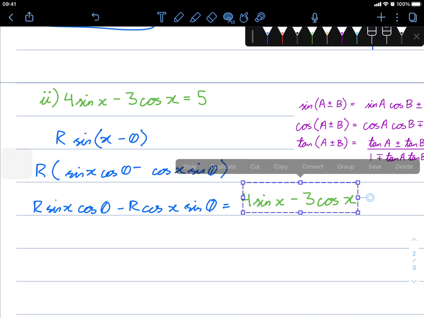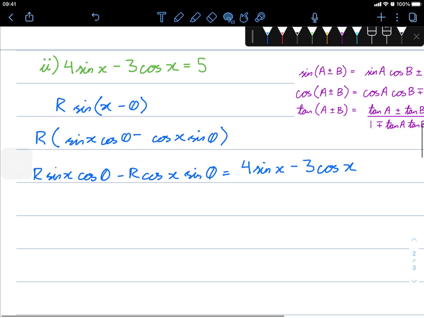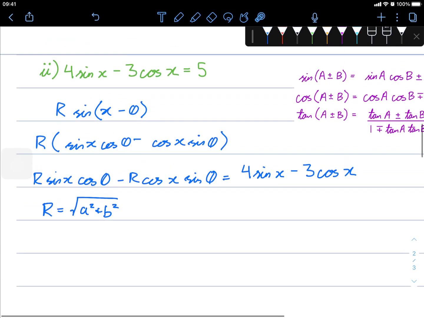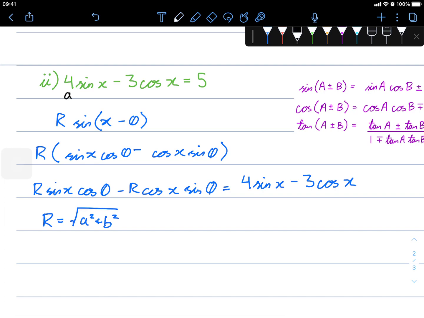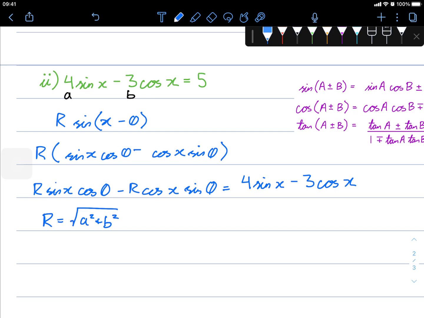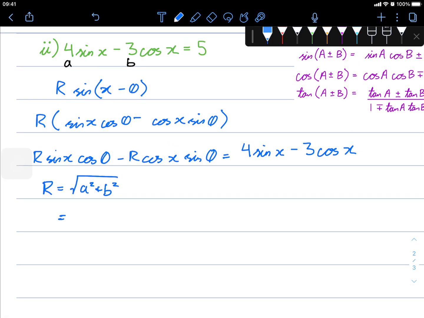Now, since you were so patient in getting to this point, I'm going to show you a shortcut that you can always apply here. R will always be the square root of a squared plus b squared, where a and b, that's a and that's b. That is a guaranteed shortcut every single time. So that's going to be 16 plus 9, which is 25. So R is positive 5.